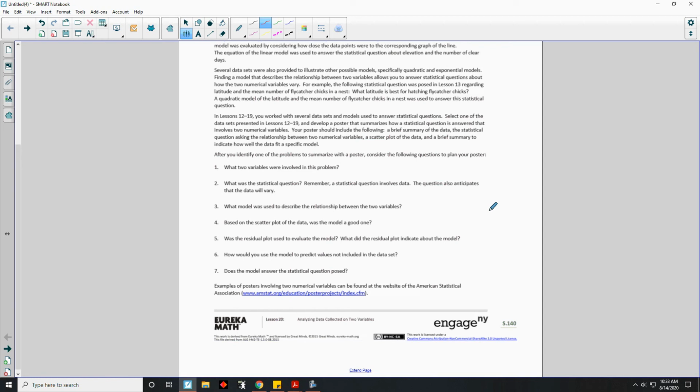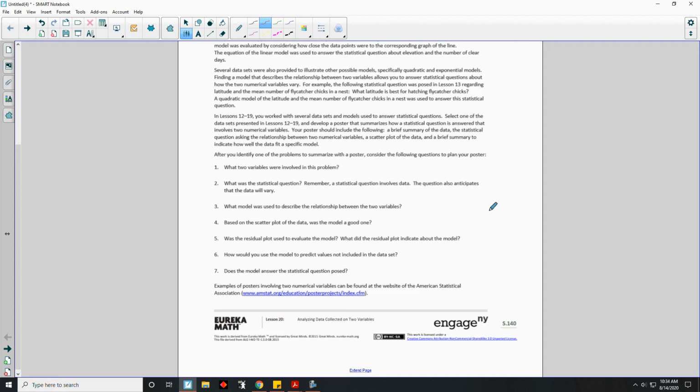In Lessons 12 through 19, you worked with several data sets and models used to answer statistical questions. Select one of the data sets presented in Lessons 12 through 19 and develop a poster that summarizes how a statistical question is answered that involves two numerical variables. Your poster should include the following: a brief summary of the data, the statistical question asking the relationship between two numerical variables, a scatter plot of the data, and a brief summary to indicate how well the data fit a specific model.